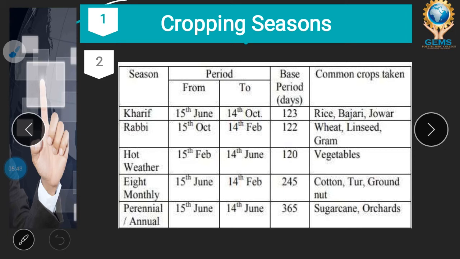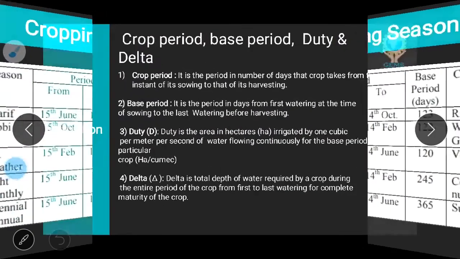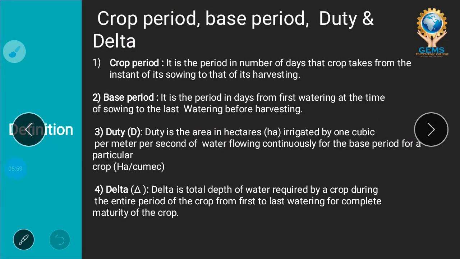So there are different types of crops which require different amounts of water, and we have seen in this video class how many base periods there are. Next, let us move into the definitions of crop period, base period, duty and delta.